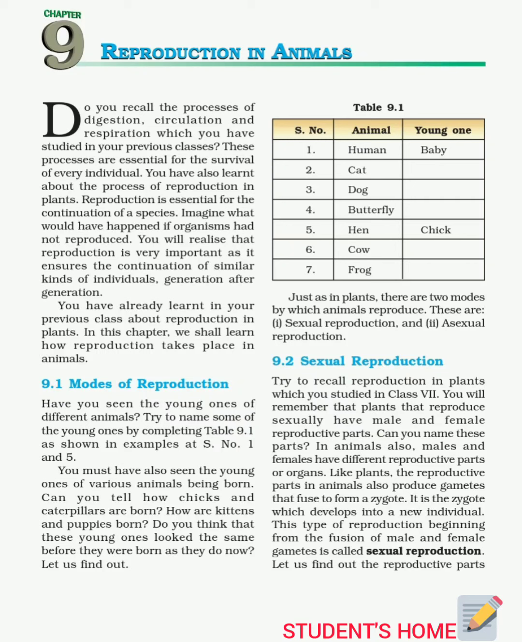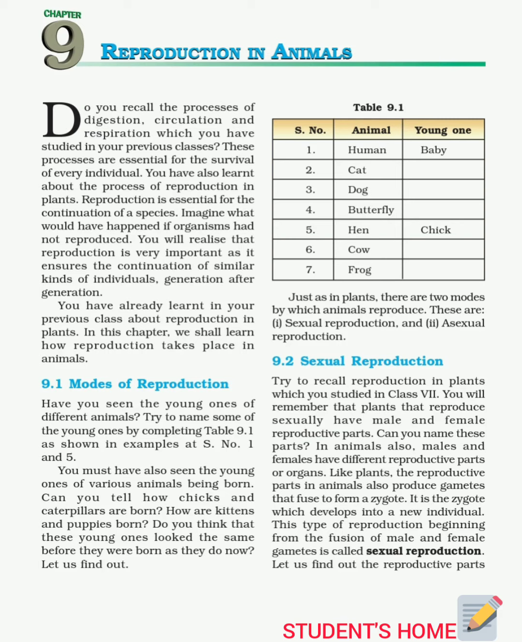Okay, class, so now we will start our next new chapter, that is chapter number 9, Reproduction in Animals. Do you recall the process of digestion, circulation, and respiration which you have studied in your previous classes? These processes are essential for the survival of every individual.